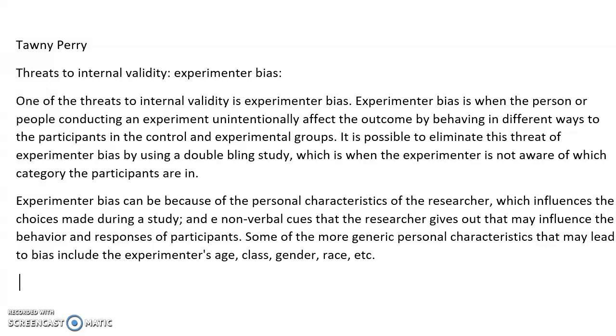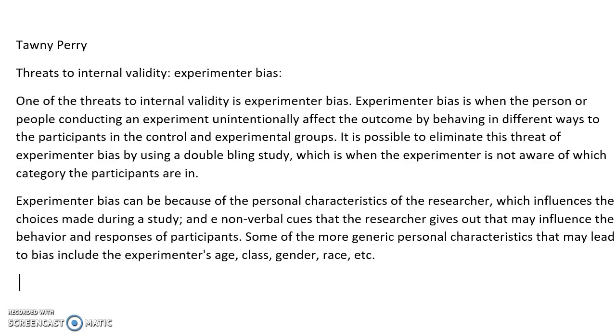One of the threats to internal validity is experimenter bias. Experimenter bias is when the person or people conducting an experiment unintentionally affect the outcome by behaving in different ways to the participants in the control and experimental groups. It is possible to eliminate this threat of experimenter bias by using a double-blind study, which is when the experimenter is not aware of which category the participants are in.